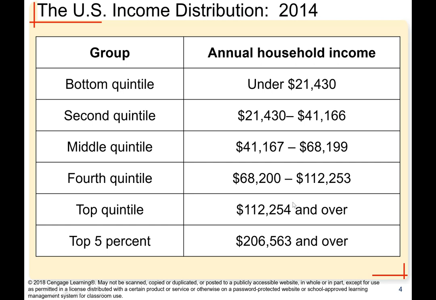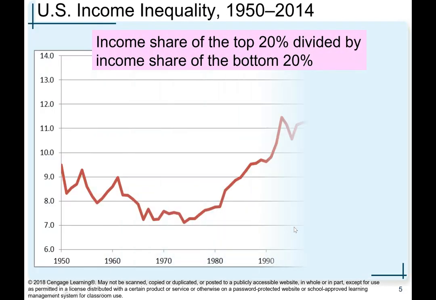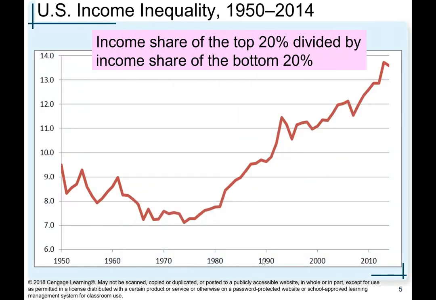Top quintile, $112,254 and over. And the top 5% income earners make $206,563 and over. And we can see the graph of income inequality from 1950 to 2014. Inequality seems to have been declining from 1950 until the mid-70s, after which income inequality has been growing ever since. This is the income share of the top 20% divided by the income share of the bottom 20%.